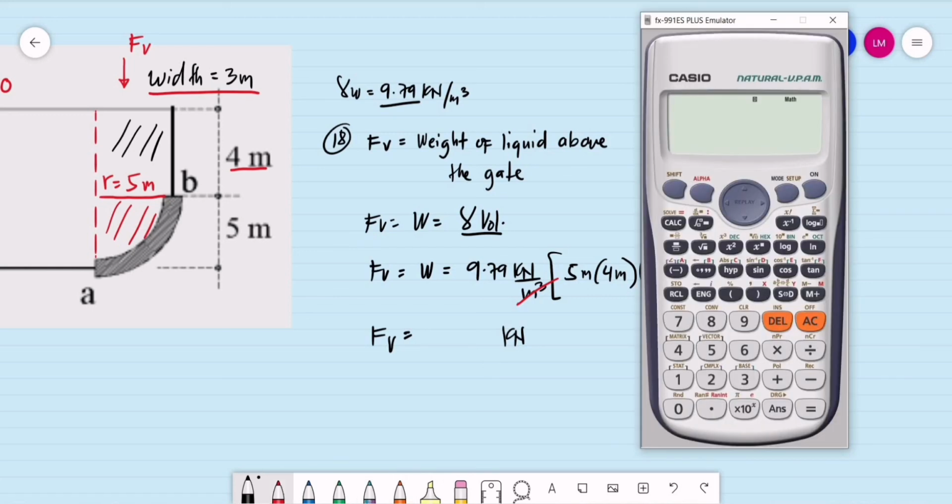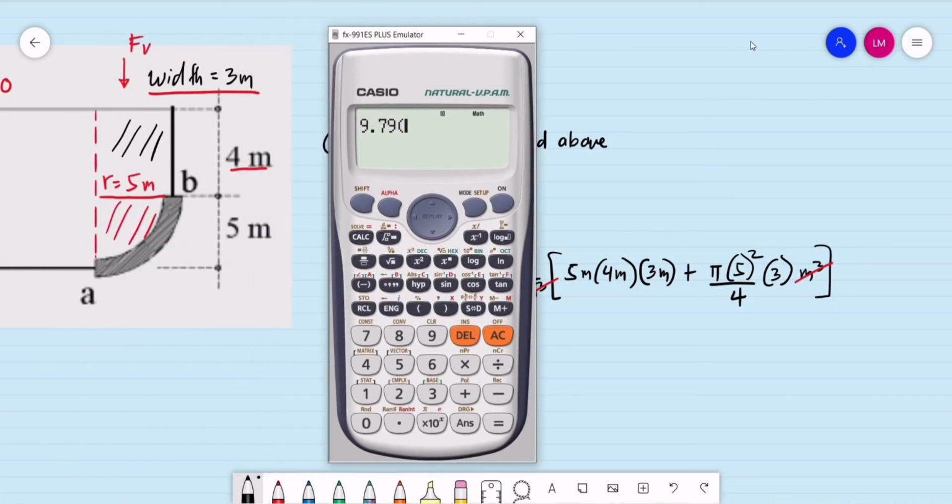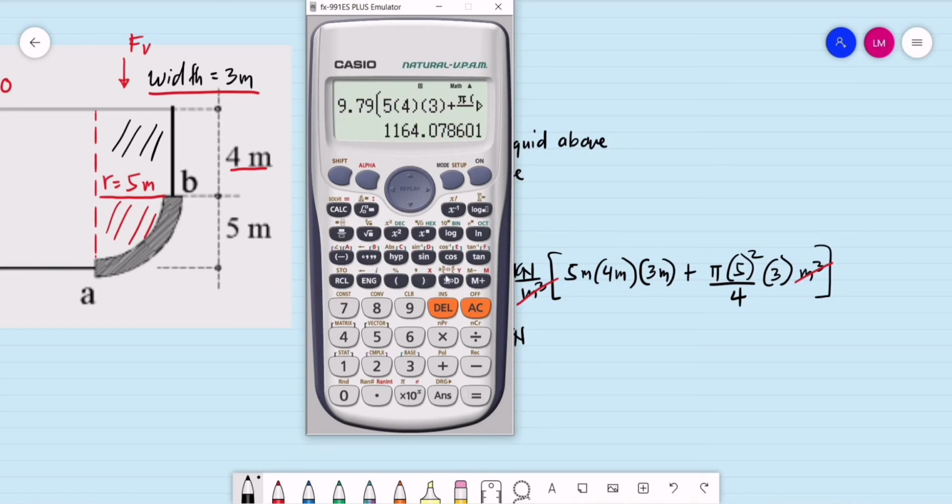So, computing for that value, ito yung 9.79 multiplied by the volume ng rectangular portion, 5 by 4, perpendicular to the paper, 3 meters. Plus, yung quarter circle na part, that is pi times the radius 5 squared divided by 4, yun yung area, multiplied by 3 perpendicular to the paper, para maging volume. So we have that as 1,164.079.